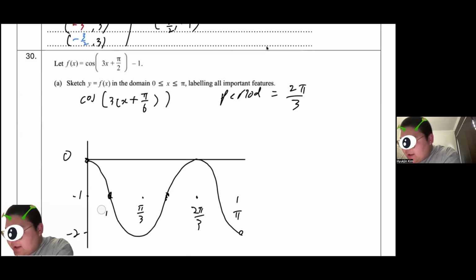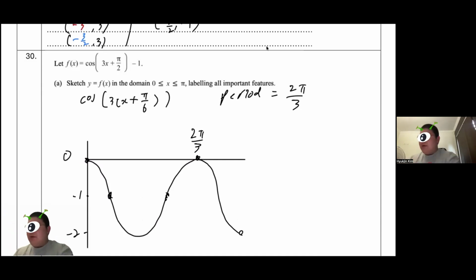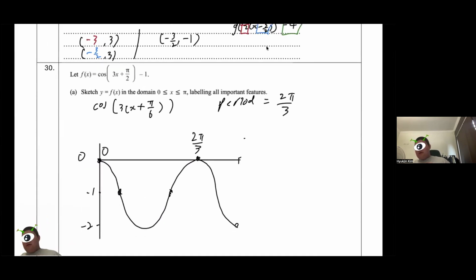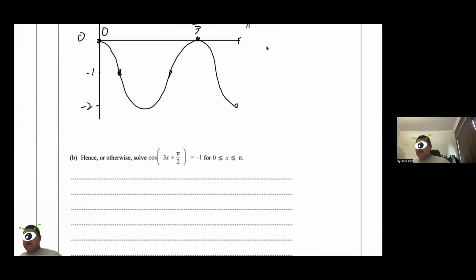Now, at this point, it makes it easier for us. We don't have to worry about the x-intercept anymore. We just have to worry about when it comes back to start. 0 and then 2 pi on 3. So those are my x-intercepts. We don't really care about the rest. And pi. Now, what we're doing is hence or otherwise, solve for this to equal -1.